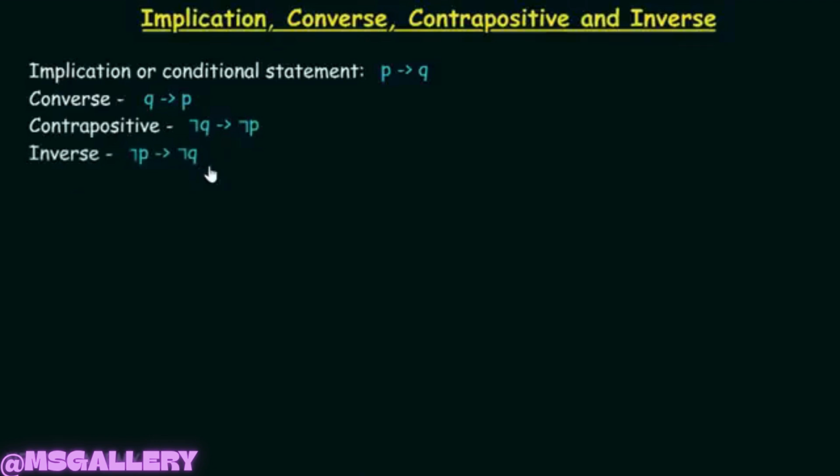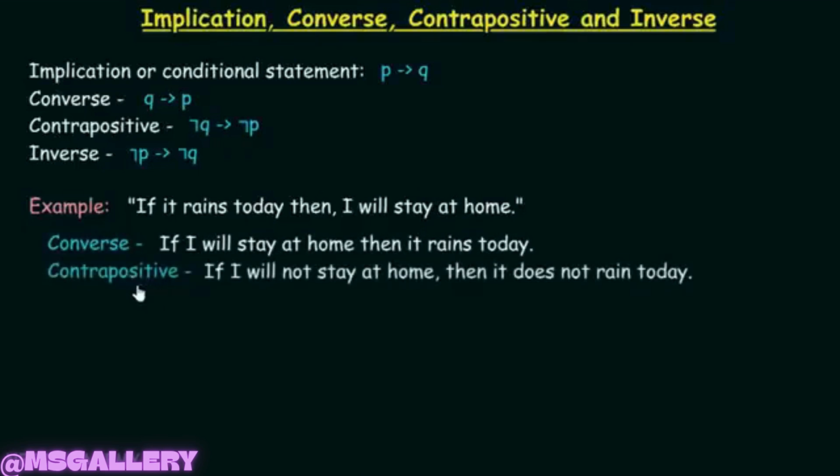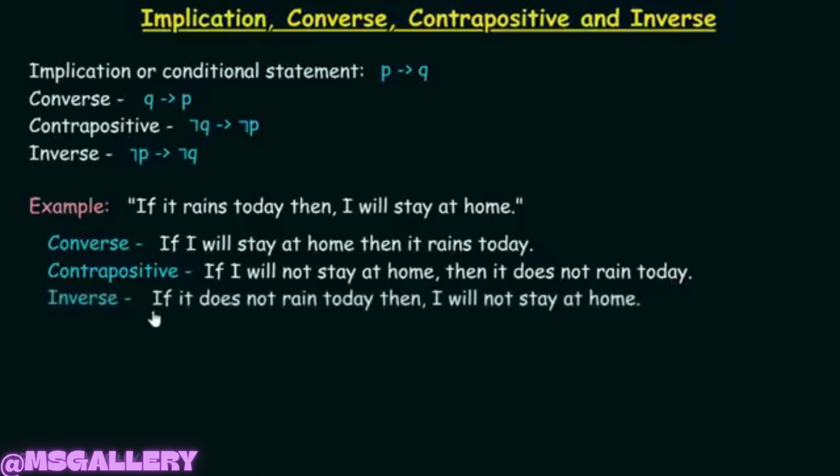Now let's consider one example in order to understand how these conditional statements look like in English sentences. If it rains today, then I will stay at home. Now this statement is of the form P implies Q. Now how does the converse look like? Simply, just switch the statements. If I will stay at home, then it rains today. Contrapositive is, if I will not stay at home, then it does not rain today. Now how does inverse look like? If it does not rain today, then I will not stay at home.